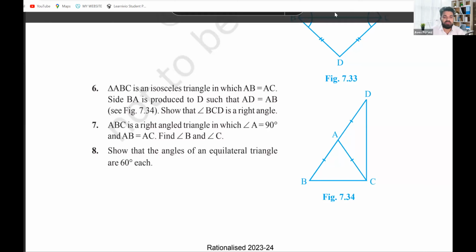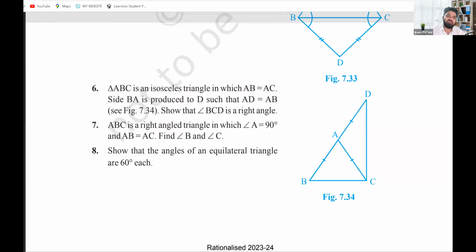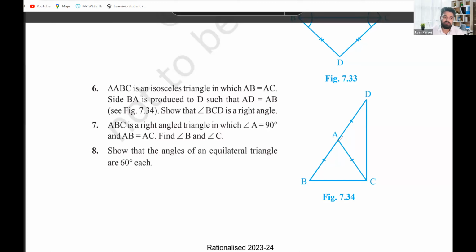Very good. Okay, so if it is ABC, Rima, just concentrate here. Stop writing. If ABC is an isosceles triangle in which this side is equal to this side, the first thing you keep in mind is that this angle will be equal to this angle because their sides are equal. Next, it is said that AB is produced to D such that AD and AB are equal, meaning this side is also equal to this side.